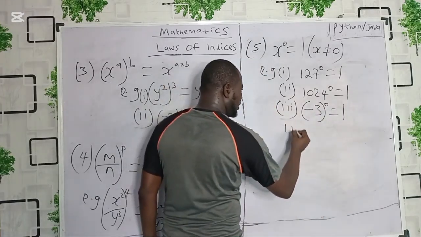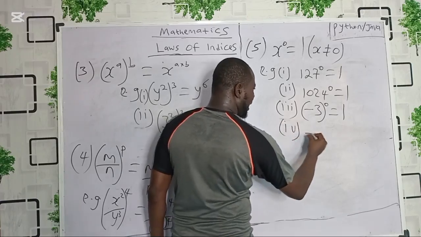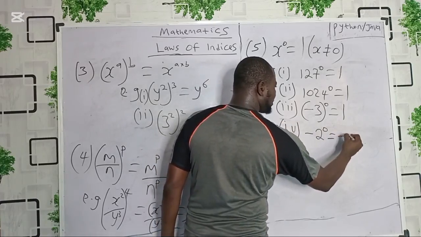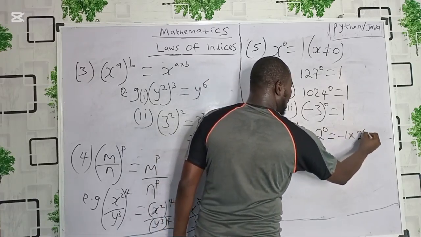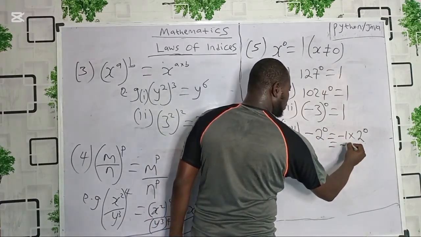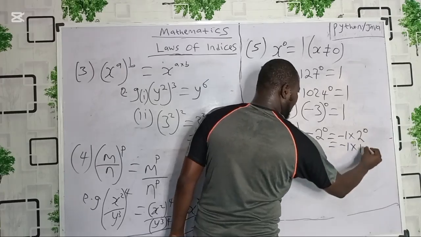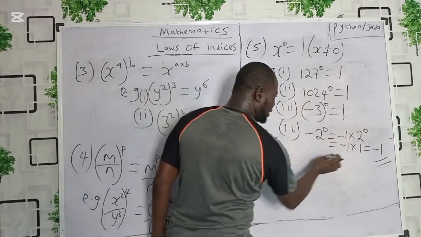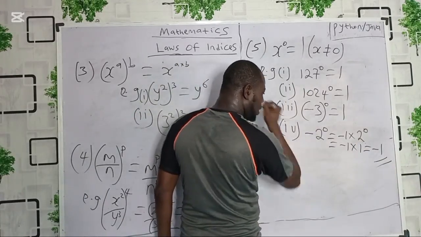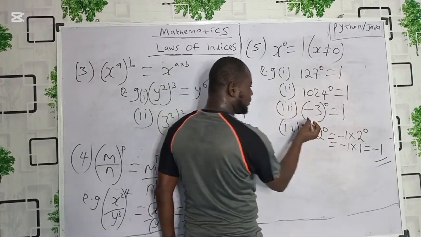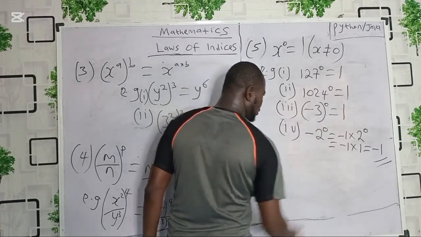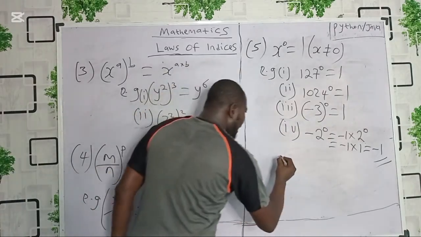This is different from if you have something like minus 2 raised to power of 0. This one will become minus 1 times 2 raised to power of 0. This one will now be minus 1 times what? 1. And the result will be minus 1. Please take note of this one, so that you will not think that minus 2 raised to power 0 is 1 like this. It is only when everything is inside the bracket, like that of number 3, this Roman figure 3, that the result will be 1.